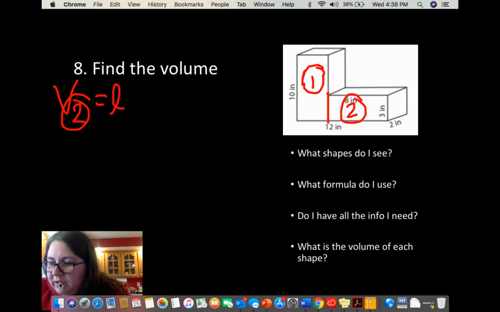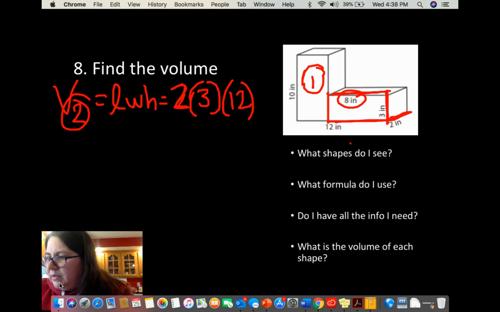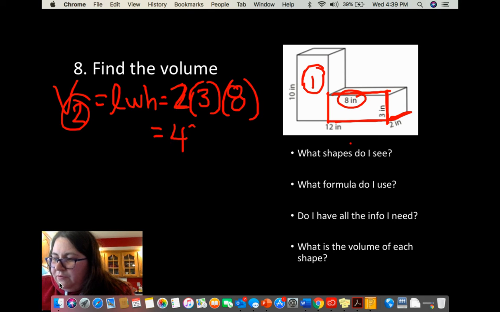So if the volume is equal to length times width times height, I'm going to have 2 by 3, but then I have to decide, am I using the 8 or am I using the 12? Well, if I think about what part of my shape I'm actually finding here, this is the shape I care about, which is the 8. So I'm going to use 2 times 3 times 8. I'm sorry, I'm saying this backwards. 2 times 3 times 8. So that's going to give us a volume of 48 inches cubed. So that's the volume of that first part there.